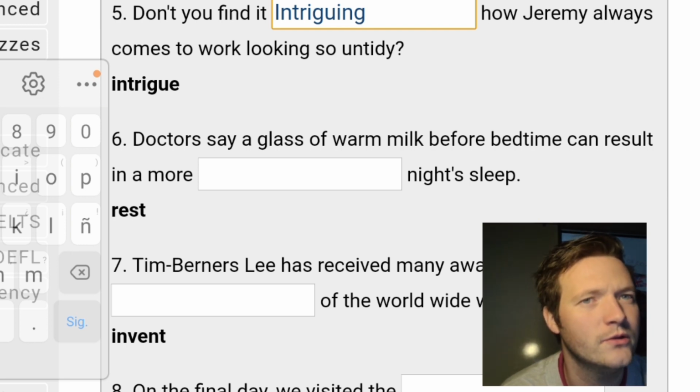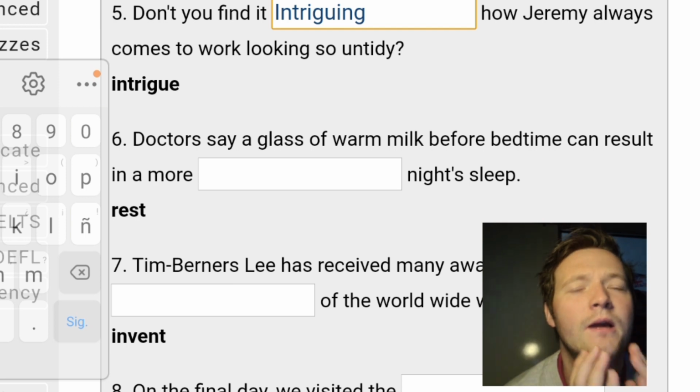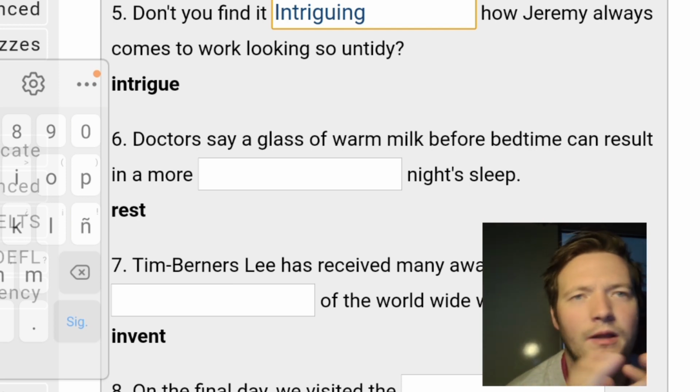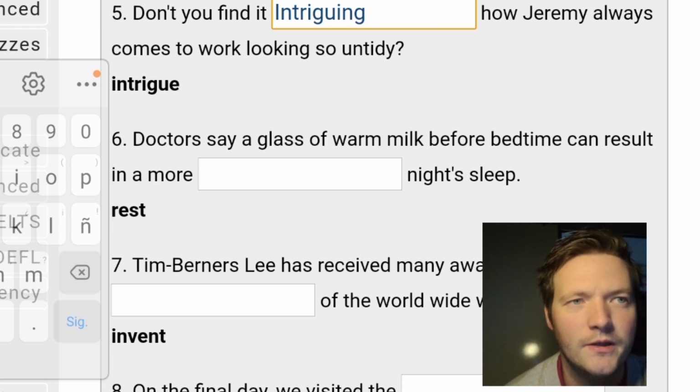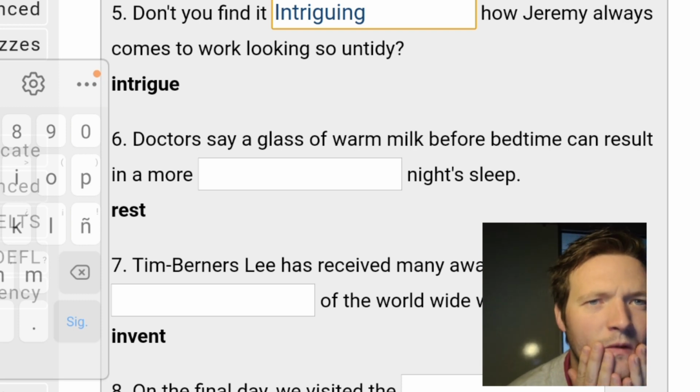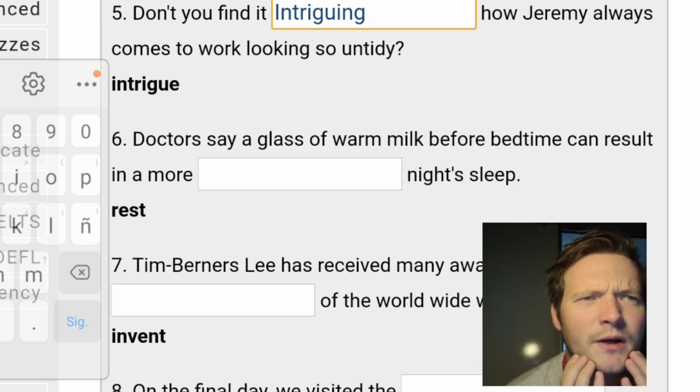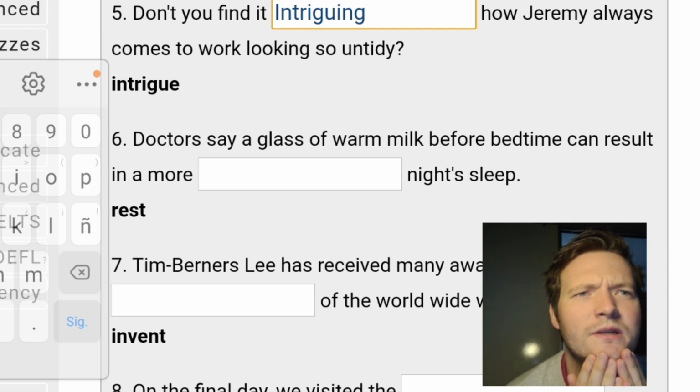Rest, I think you could, well, I don't know, because a glass of milk, I think people normally say that it gives you a more peaceful night's sleep, that you sleep better with a glass of warm milk. But I don't know if they're saying restless, like that it's worse, it makes it more difficult to sleep. Doctors say a glass of warm milk before bedtime can result in a more restless. Restless would mean that it makes it more difficult to sleep.